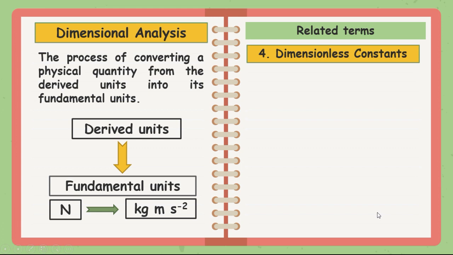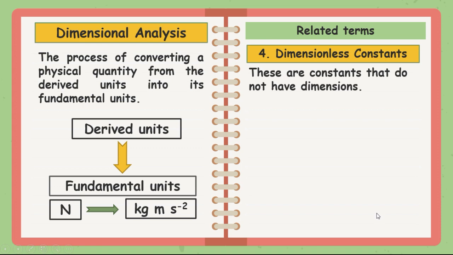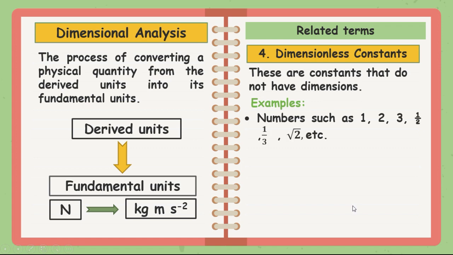The fourth related term is dimensionless constant. Just as we defined for the third one that constants with dimensions are dimensional constants, constants that do not have dimensions are called dimensionless constants. Examples are numbers: 1, 2, 3, half, 1/3, root 2, both rational and irrational numbers. These are constants, but they do not have dimensions.